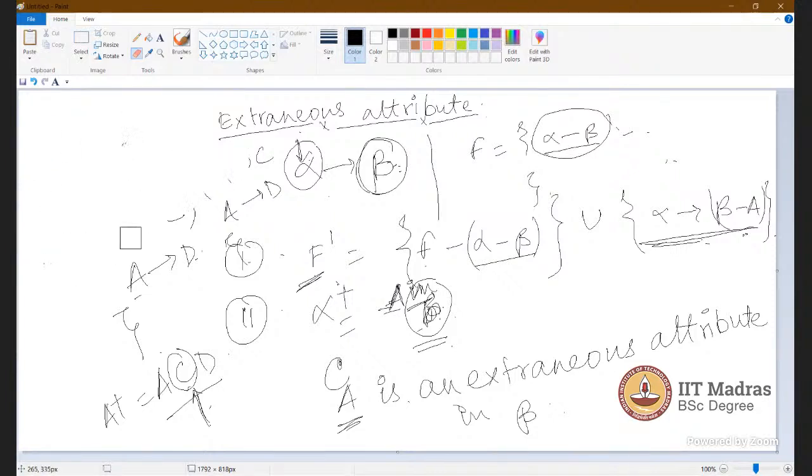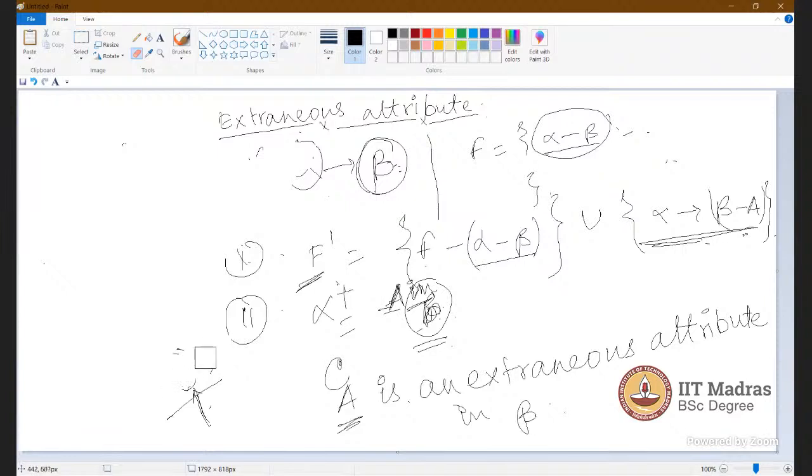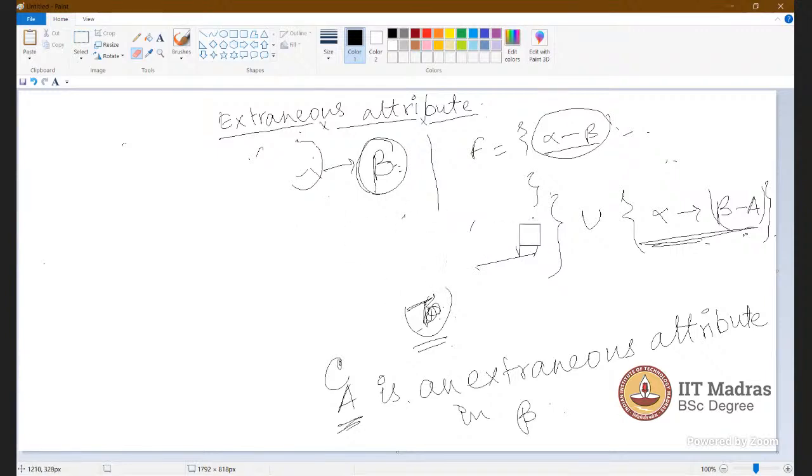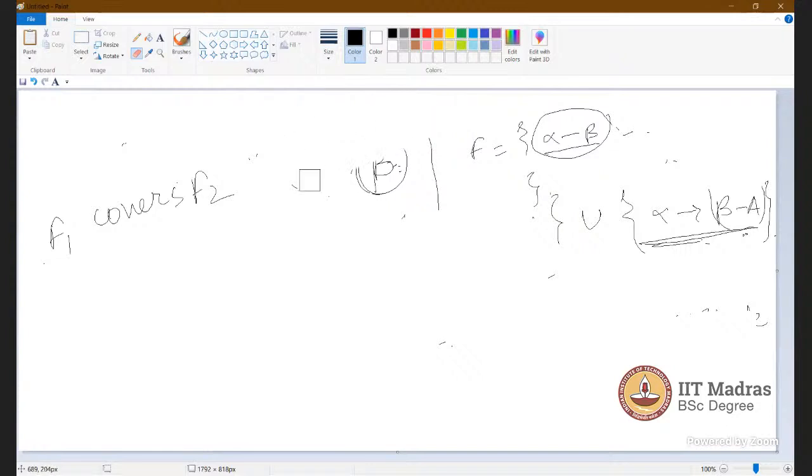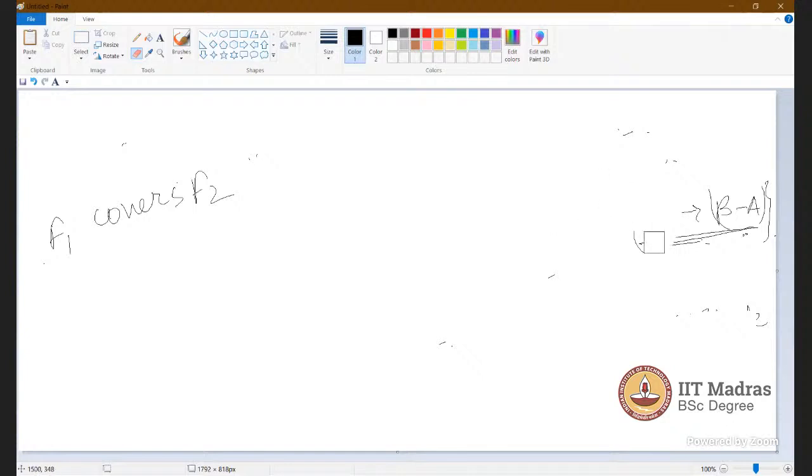So any other doubt? Everyone, what is "F1 covers F2", and what does F1 and F2 equivalent mean? Can anyone tell what this particular statement means? If we have two sets, F1 covers F2. Yeah, tell. If all the functional dependencies of F2 are in F1, then we see that F1 covers F2.